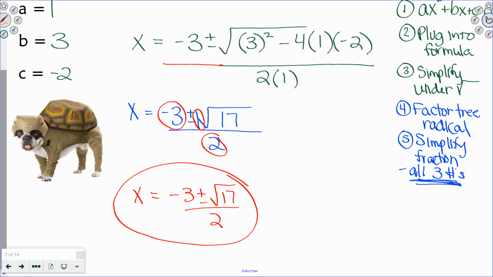And then I would take that answer and times it by 1 and by negative 2. Okay, so make sure your radical is long enough and your fraction bar is long enough, or I'm going to take off points.